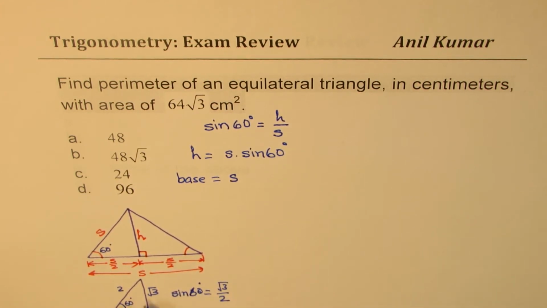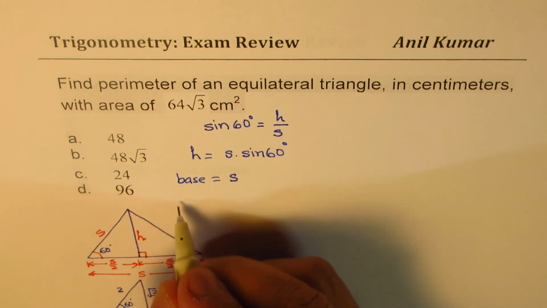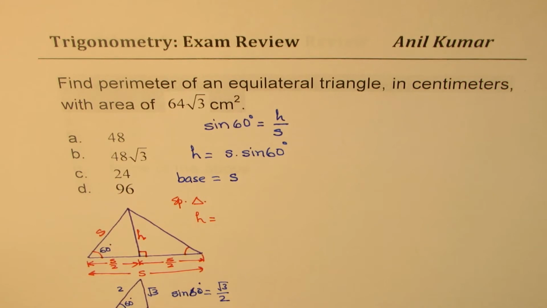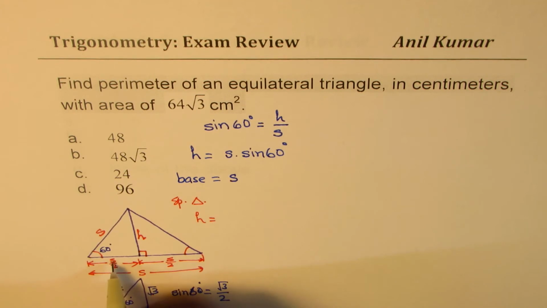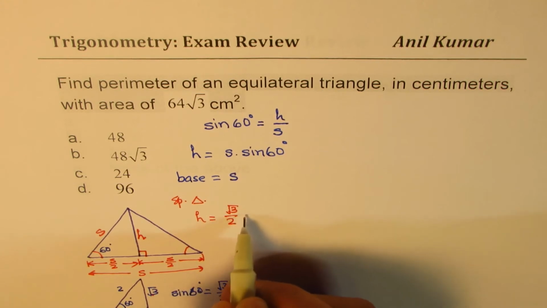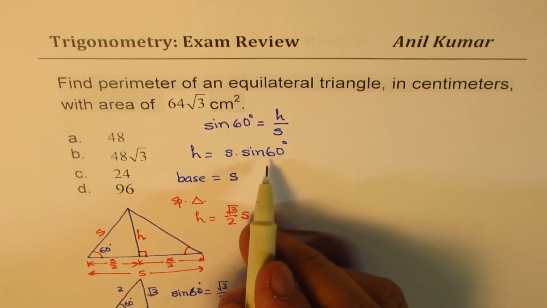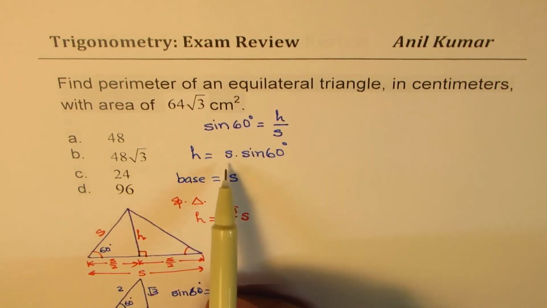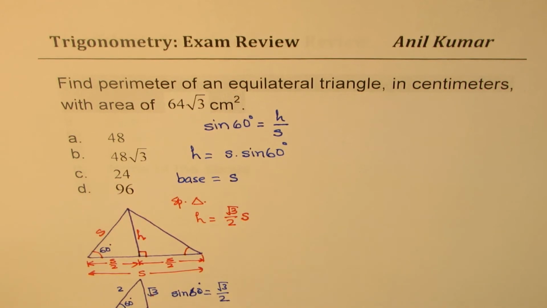So you could use the special triangle, which would be very quick. You get your answer as square root 3 times this side, which is half of the base. If you use the special triangle, you can find height very quickly by multiplying this side by square root 3. This side is S over 2, so basically it is square root 3 over 2 S. Now sine 60 is square root 3 over 2, so you can write that here and you get the same result.